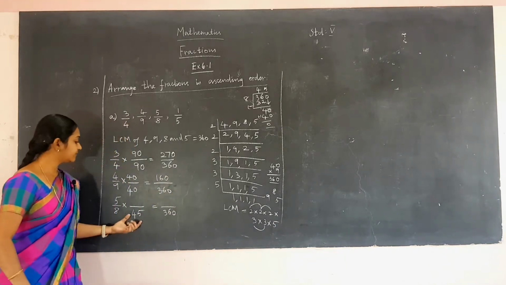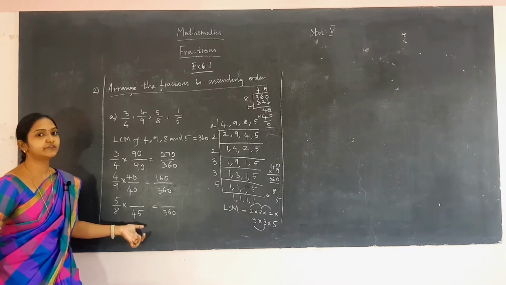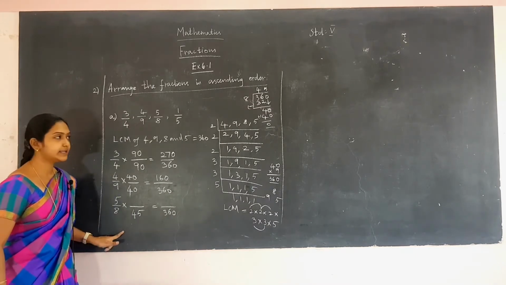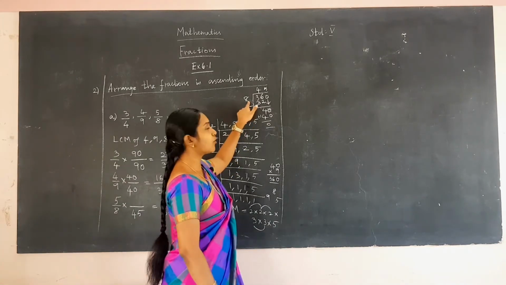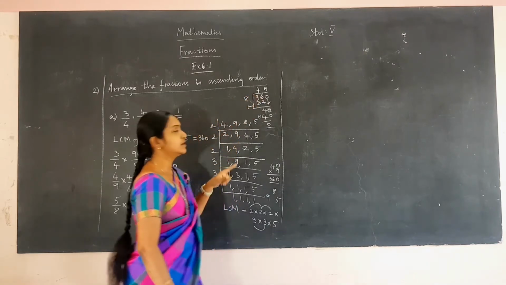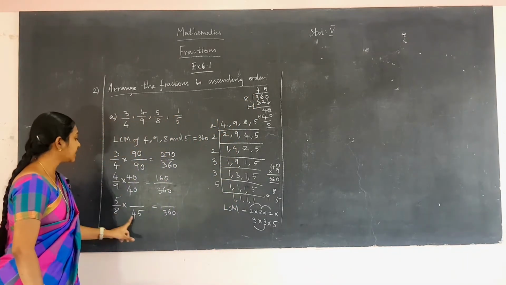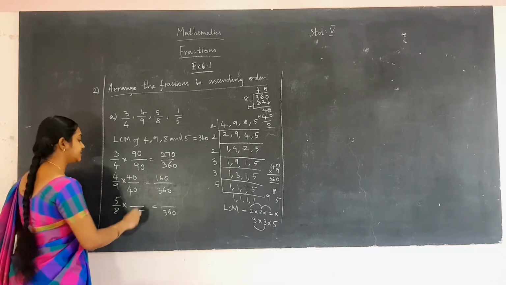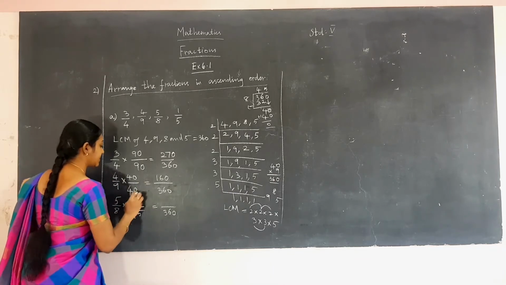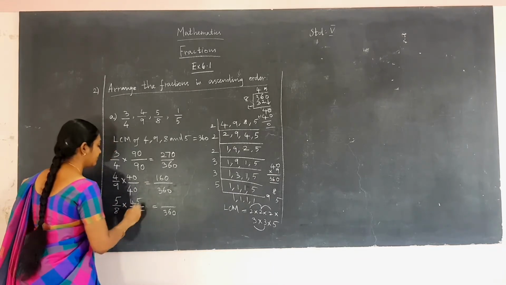If we can't find this number, we have to divide 360 by 8. While dividing, the quotient we have got is 45. So we have to multiply 8 with 45 to get 360. So multiply the same number in the numerator also.